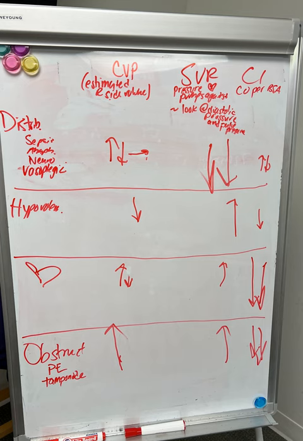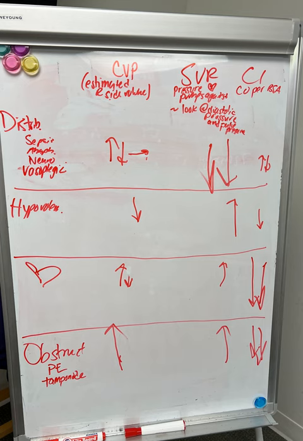What's the hallmark of distributive shock? Vasodilation. So the SVR would be low, super low. Exactly. That is the hallmark of distributive shock. Super, super low SVR. Okay? All the others could be equivalent, but it's SVR. SVR is super, super, super, super low. So that's what you gotta know about distributive shock.